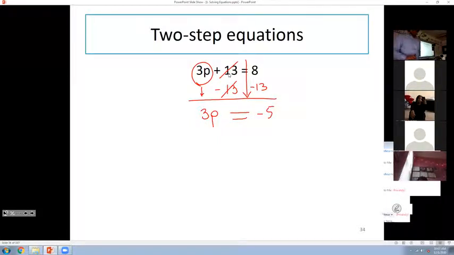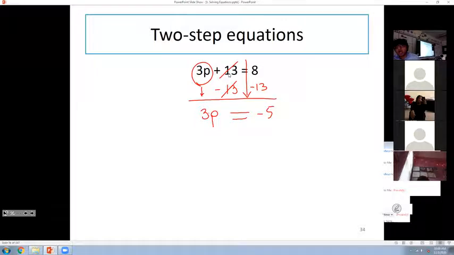Now, what is the operation between 3 and p? They are stuck to each other. Kian, what is the operation between 3 and p? Multiplication. You are awesome. We love you so much. And yes, it is 3 times p. Again, we need to take away 3 and p, right?